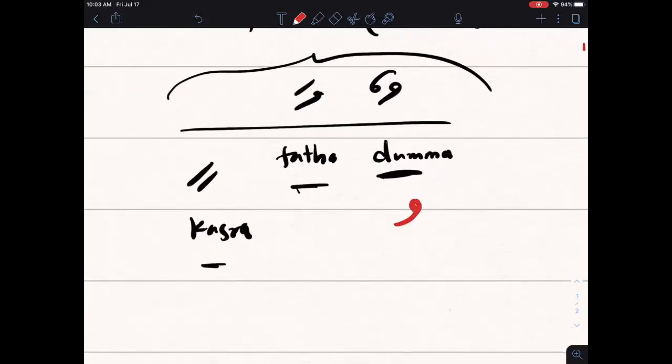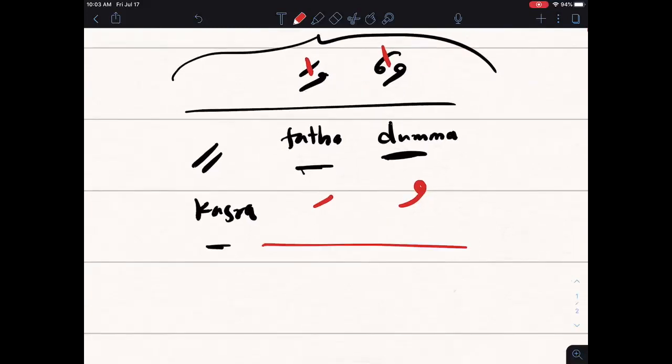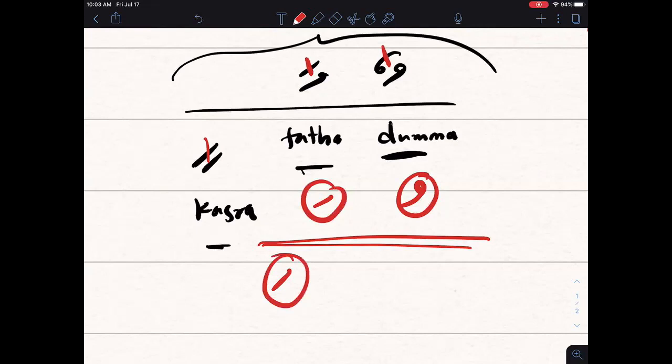Remove the tanween means just get rid of one, just get rid of the double one. Remove the tanween of fatha means just get rid of the extra one, then you have fatha. And remove the tanween of kasra means just get rid of the extra one, so you still have kasra. So you still have dhamma, fatha, and kasra.